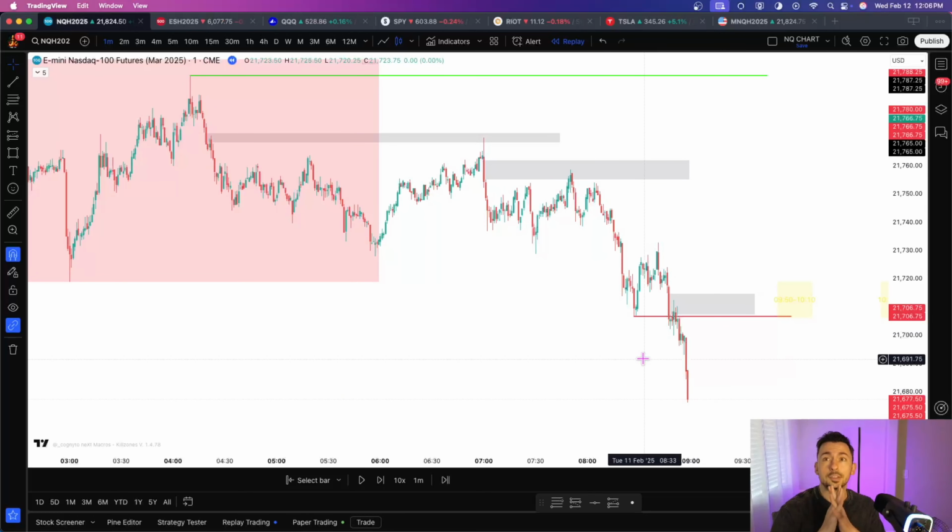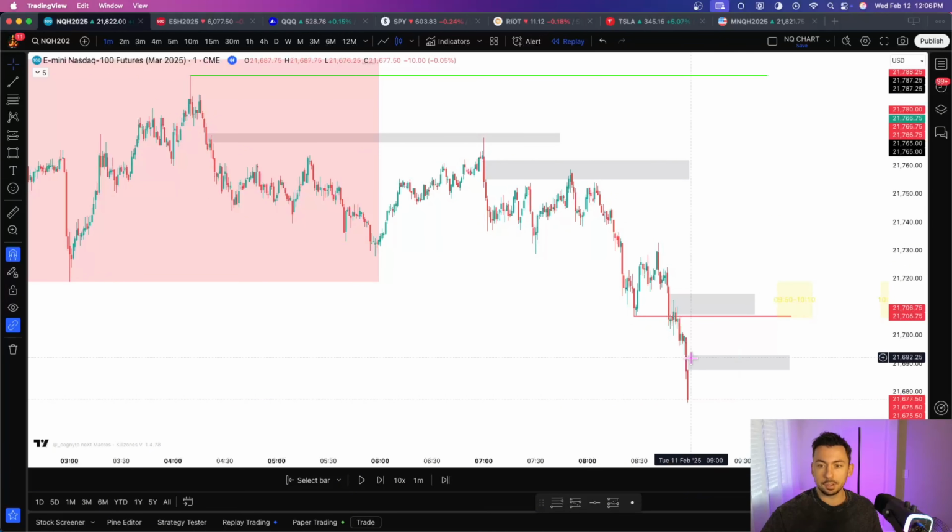And this is where the secret sauce comes into play, guys. Do not miss this part. This is called the inverse fair value gap. I'm going to explain it to you right now. So now that we've labeled all these fair value gaps, let's see if you guys can find the bearish fair value gap that has formed right here.